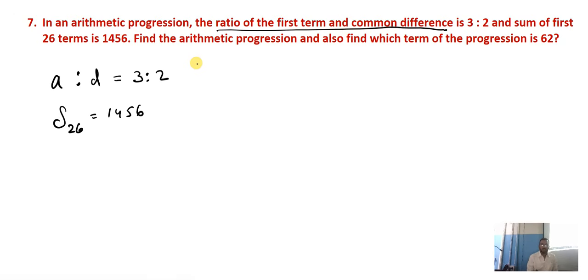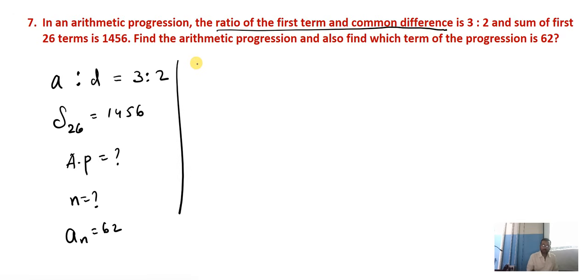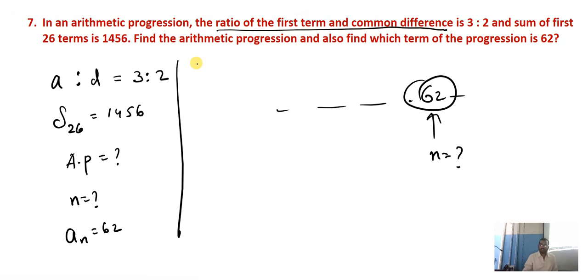Find the AP. AP means standard form: A1, A2, A3, A4 and so on. And also find which term of the progression is 62. Means which term n value we have to find where the nth term is 62. Somewhere we are getting 62. They are asking which term this is. So somewhere means that is the last term according to this. So the nth term is 62, so we have to find the value of n.